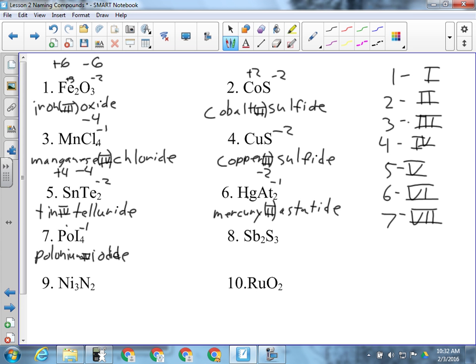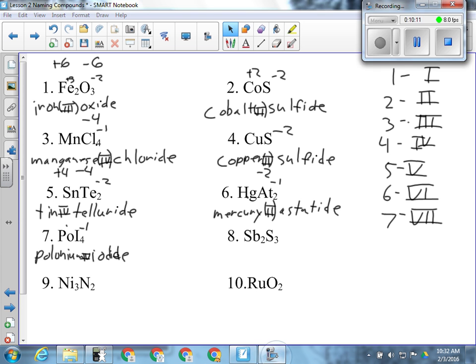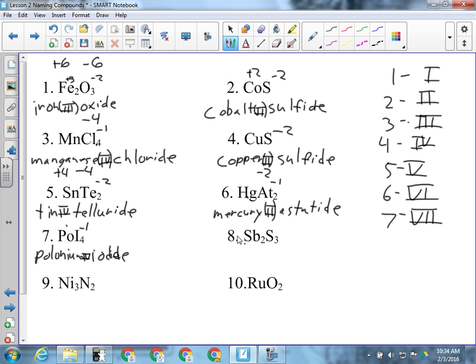How many people are done up to 10? I'll give you 1 or 2 more minutes here, and then we'll go through those. All right, let's look at the rest of these. So we've got number 8 here. We've got antimony, that's Sb, with sulfur. So we've got antimony sulfide.